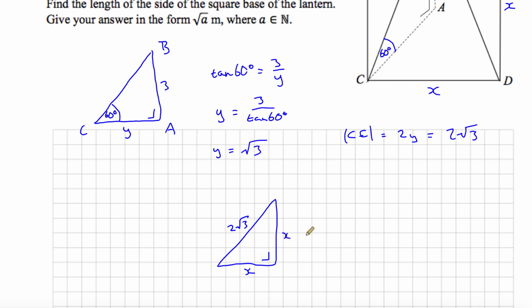So I can do Pythagoras here, and I can say that x squared plus x squared is equal to the hypotenuse squared, so 2 root 3 whole squared. So on the left I get 2x squared is equal to 2 squared is 4, root 3 squared is 3, 4 threes is 12. So divide both sides by 2, x squared is 6. So x will be root 6. And that's my answer in the form root a, where a is a natural number because 6 is a natural number. So my answer then is root 6 meters. And that's the end of part B and the end of question 7.